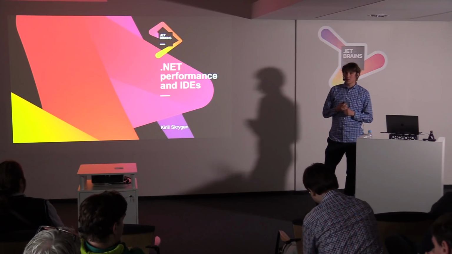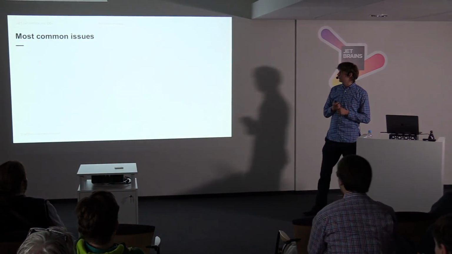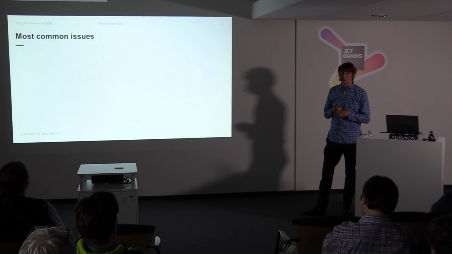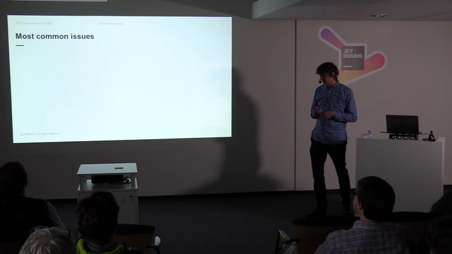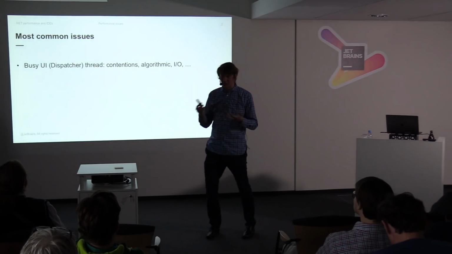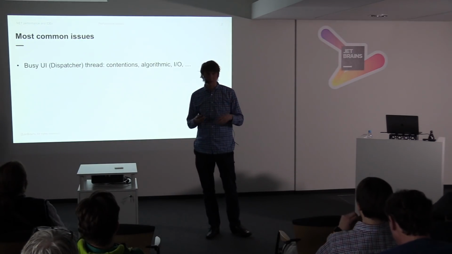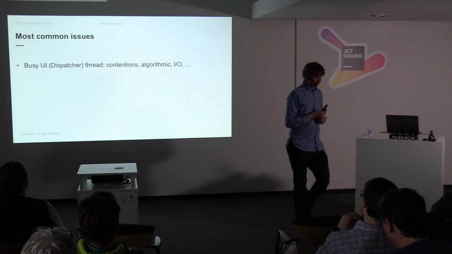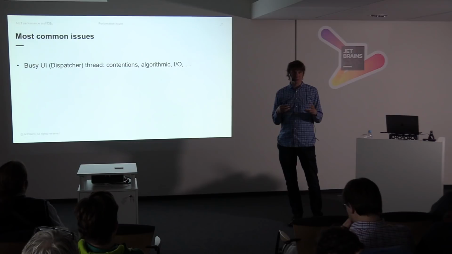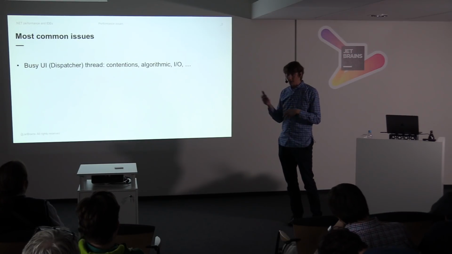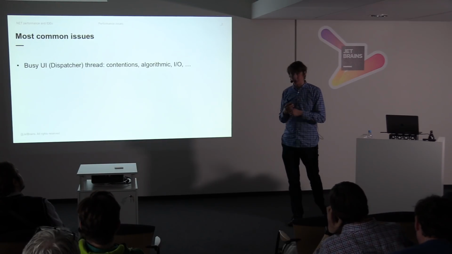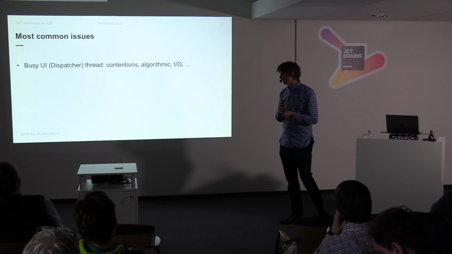So talking about .NET performance issues, I think there are mostly three kinds of issues. Actually two, but I decided to make a third point. First thing is the busy UI thread, or if it is a server application, let's call it dispatcher thread, right? So for example, for a desktop application, if your application freezes or is laggy, this is the problem of the user interaction thread, UI thread, user interface thread.